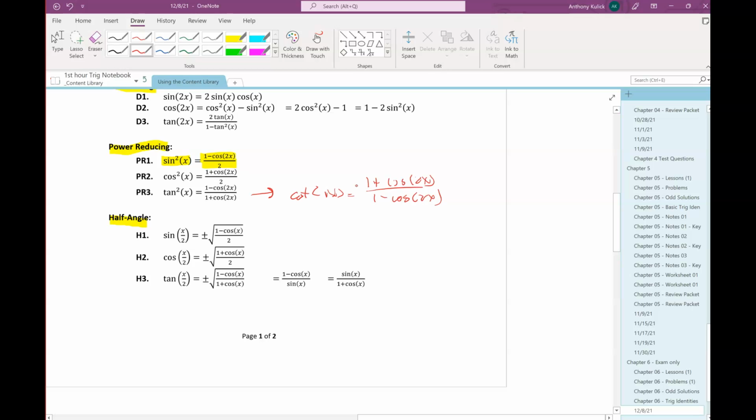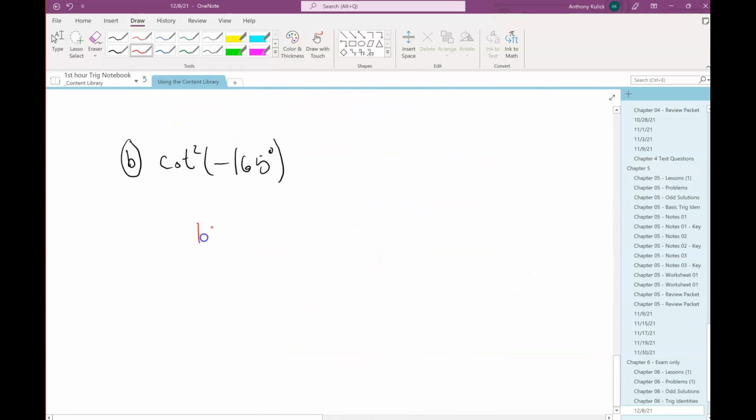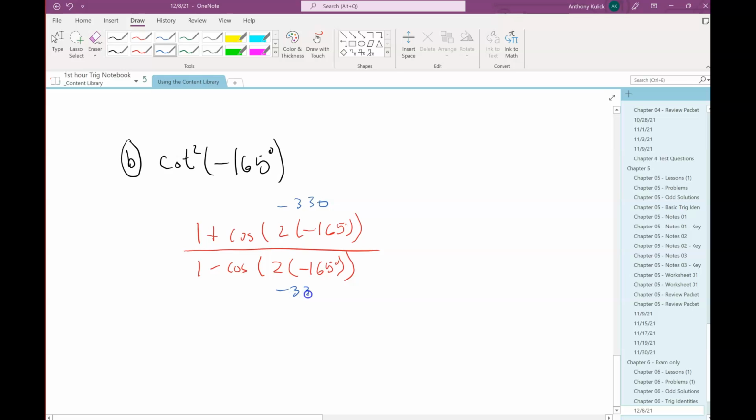All right. So let's go ahead and fill in then. So we have 1 plus cosine of 2 times our x, which is negative 165, and then 1 minus cosine of 2 times our x, which again was negative 165. 2 times negative 165 is negative 330. I'm just going to write the negative 330 right there. Is that okay with everybody? Just to save having to recopy everything again.